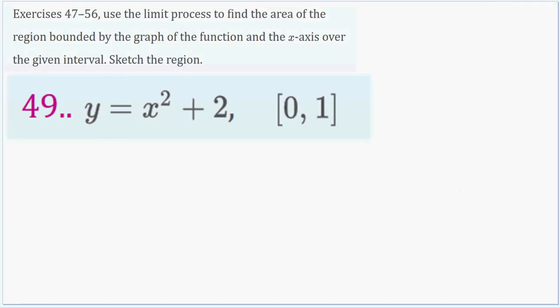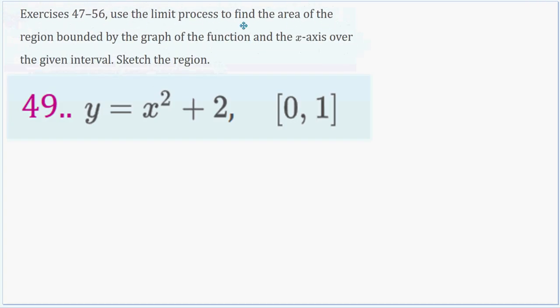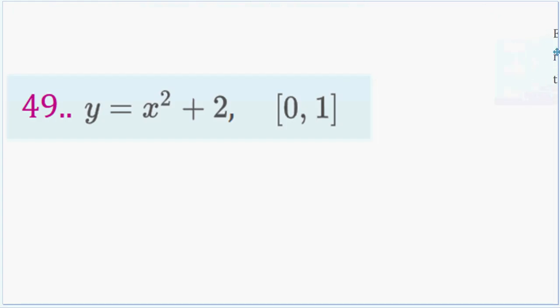Okay, let's do one more odd problem in this video. Number 49 here. In the directions, it says use the limit process, find the area of the region bounded by the graph. So it doesn't limit our number of rectangles. We want the actual area under the curve, not an estimate. So we will let n go to infinity at the end of the problem.